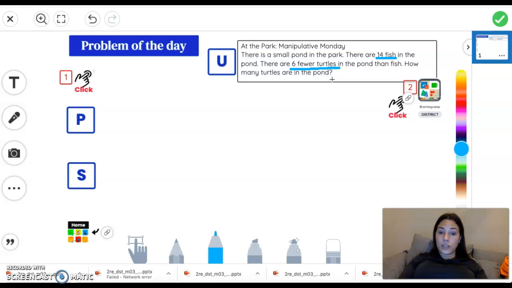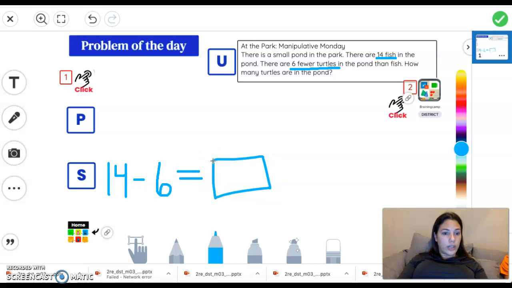That is the question. So if I go down here to my number sentence, I'm going to go ahead and start writing my numbers. I know that there's 14 fish, and it's telling me that there's 6 less turtles than 14. 6 less turtles than the fish. Well, if it's 6 less, I'm just going to go ahead and take that away from the 14. So my number sentence is going to look something like this. 14 minus 6, and what they want to know is, okay, well, how many turtles are there?